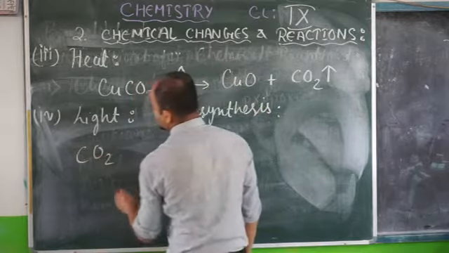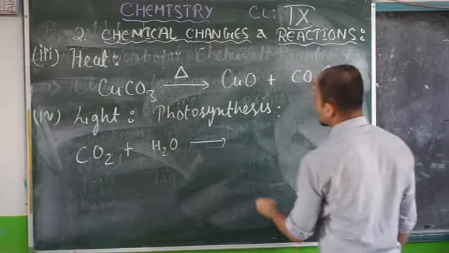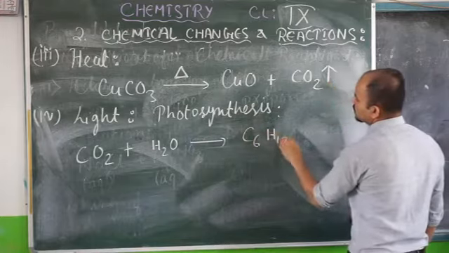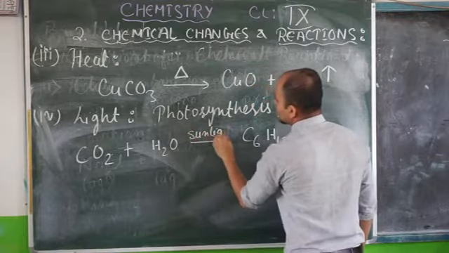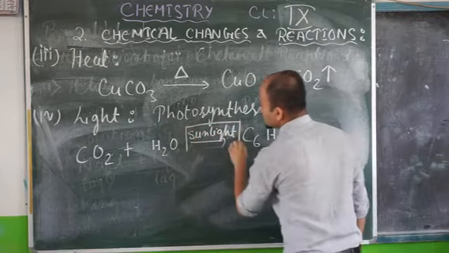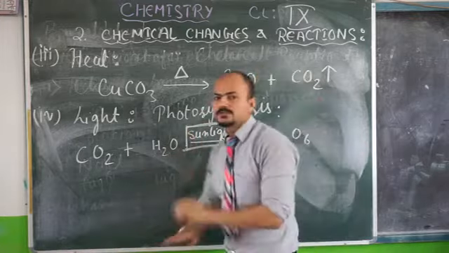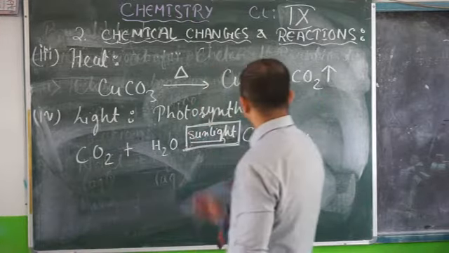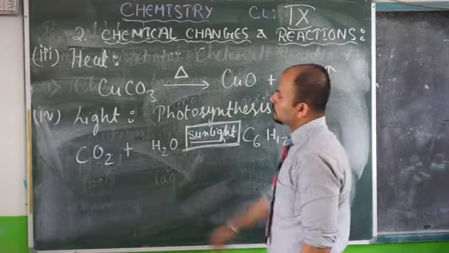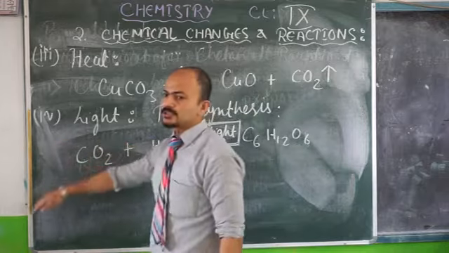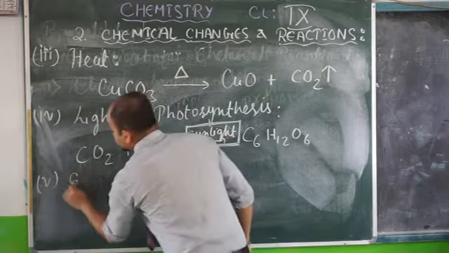So let's write the photosynthesis reaction. Carbon dioxide reacting with water to produce glucose, C6H12O6. And here what is required? Sunlight. Okay, please note it down. If sunlight is absent, this reaction won't take place. Now, 4 conditions we have already discussed. The 5th one is electricity.